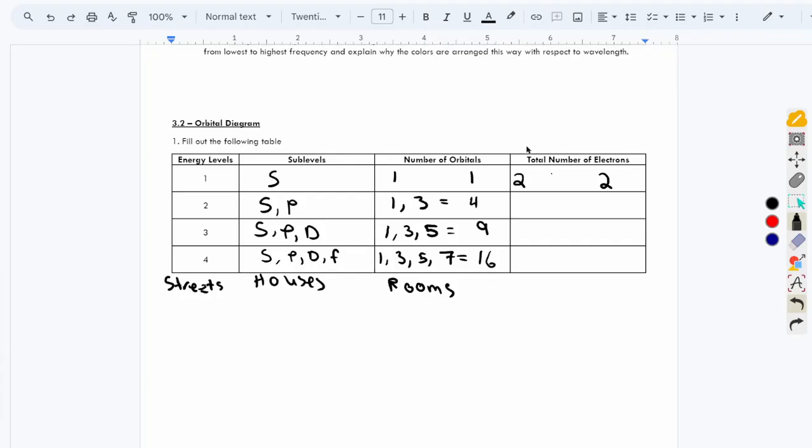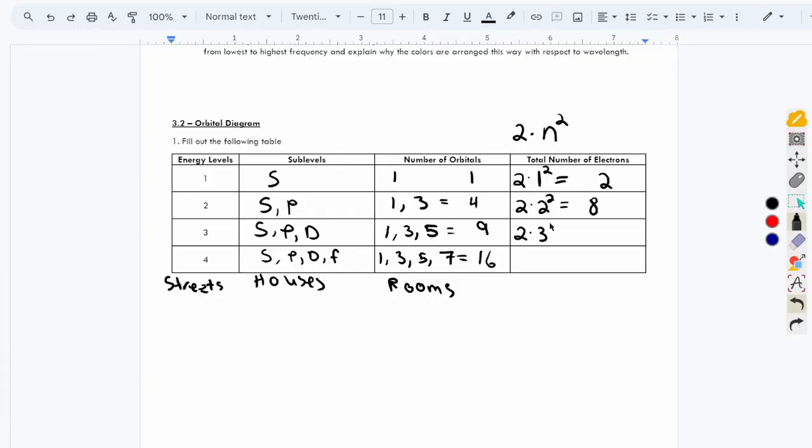2 times, I'll write it up here, sorry, 2 times n squared. So in the first energy level, n equals 1. 2 times 1 squared is equal to 2. In the second energy level, n equals 2, so 2 times 2 squared. 2 squared is 4 times 2 is 8. 8 total electrons.